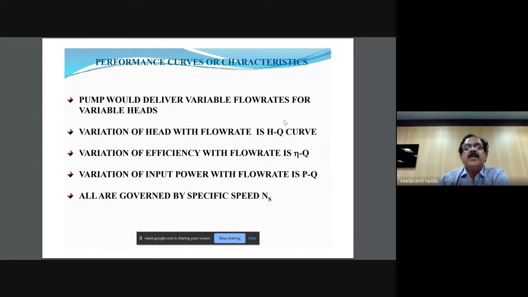A pump delivers variable flow rates for variable heads. The variation of head with flow rate is the HQ curve. This is regarding the performance curves. The variation of efficiency with flow rate is called the efficiency-discharge curve. The variation of input power with flow rate is the PQ curve. All are governed by specific speed, and they are different for different specific speeds.